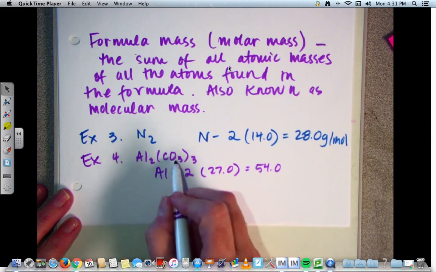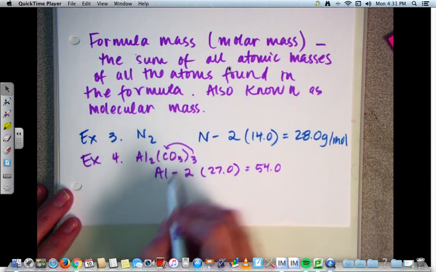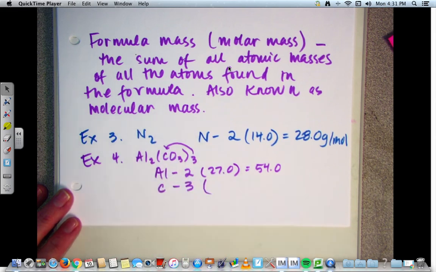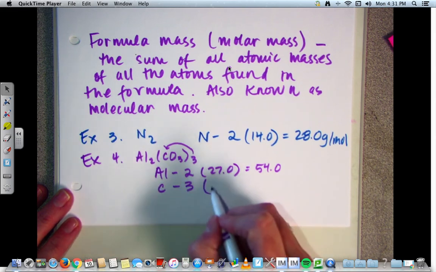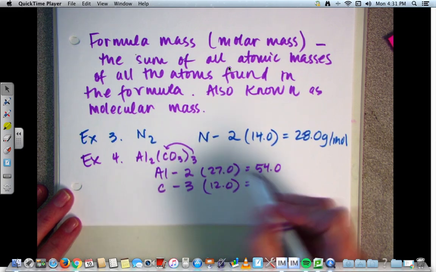The next element that we have is carbon. Remember, we have to distribute this 3. So carbon, we have 3. Carbon we've talked about, it has a mass of 12. So 3 times 12 is 36.